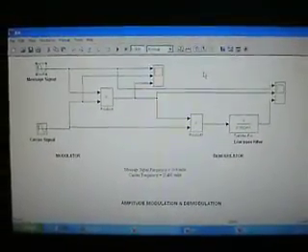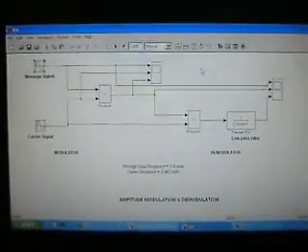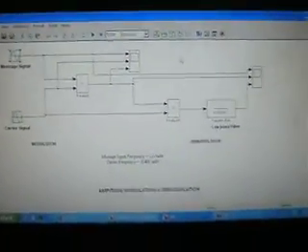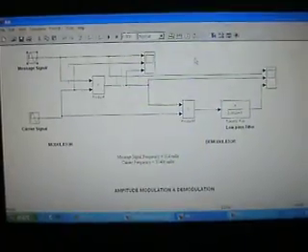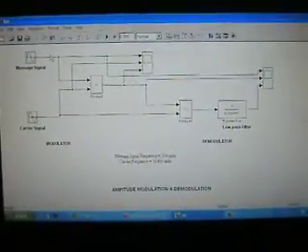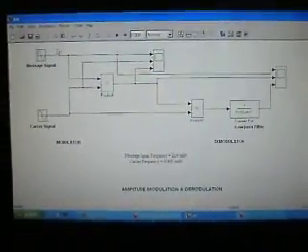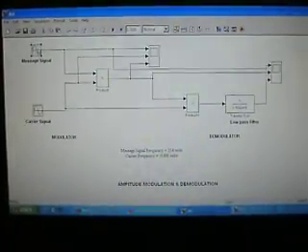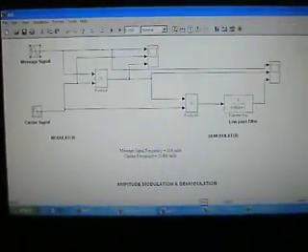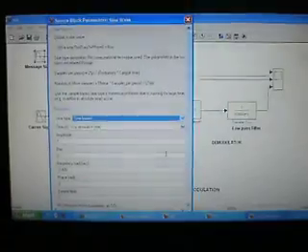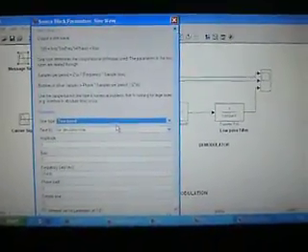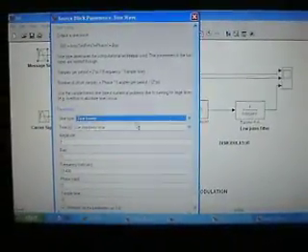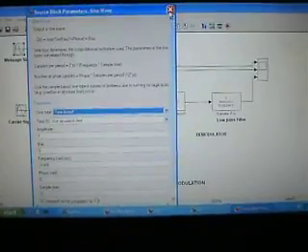Okay, now we will study amplitude modulation and demodulation by using Simulink. This is the message signal, and the frequency of the message signal is 31400 radian per second, and amplitude is 1.